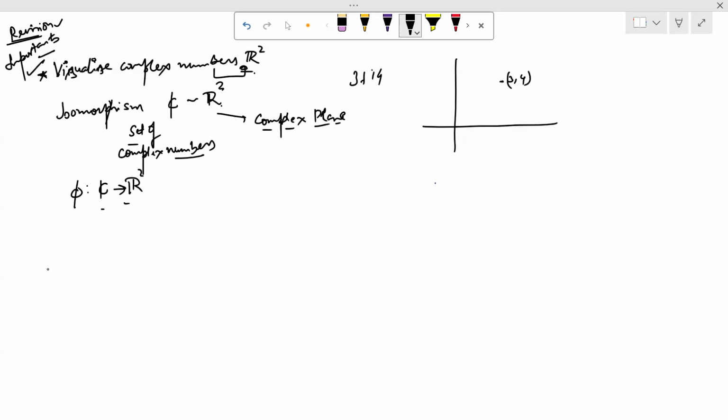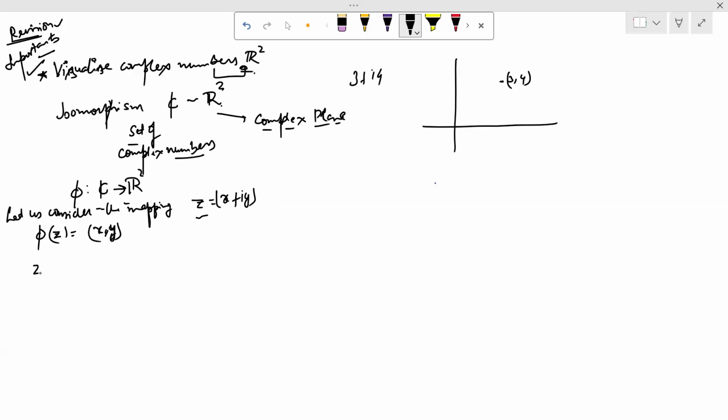Okay, so first, let me prove it. Let's say that phi of z is equal to x comma y, where z is equal to x plus iota y. Let us consider this mapping and let us see how things work. So let us consider the mapping defined by phi of z equal to x comma y. So x comma y is an element in R square. So what does it do? It takes a complex number and returns a point in the complex plane.